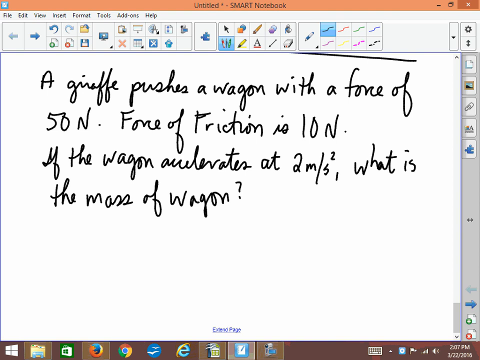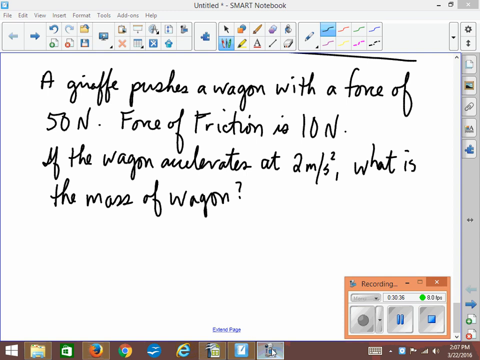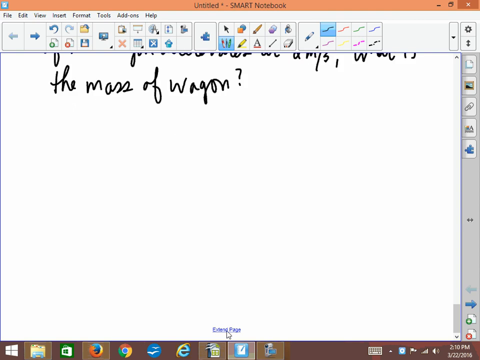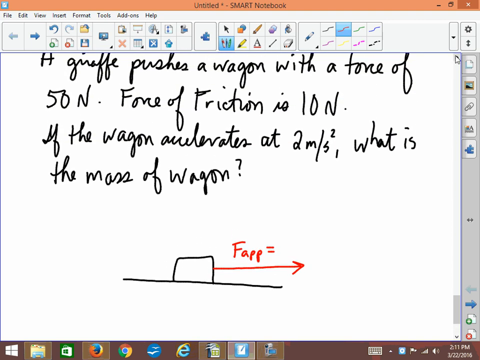So again, we will draw a free-body diagram. Actually, I think what I'll do is I'll pause the video for a second, let you try it by yourself, and then I'll come back and we'll take it up. Okay, so start with the free-body diagram. Here's the ground and here's the wagon. The giraffe is pushing the wagon, so that's the applied force. We'll go this way. And we happen to know how much that is, so I'll write it right on the picture, 50 newtons.